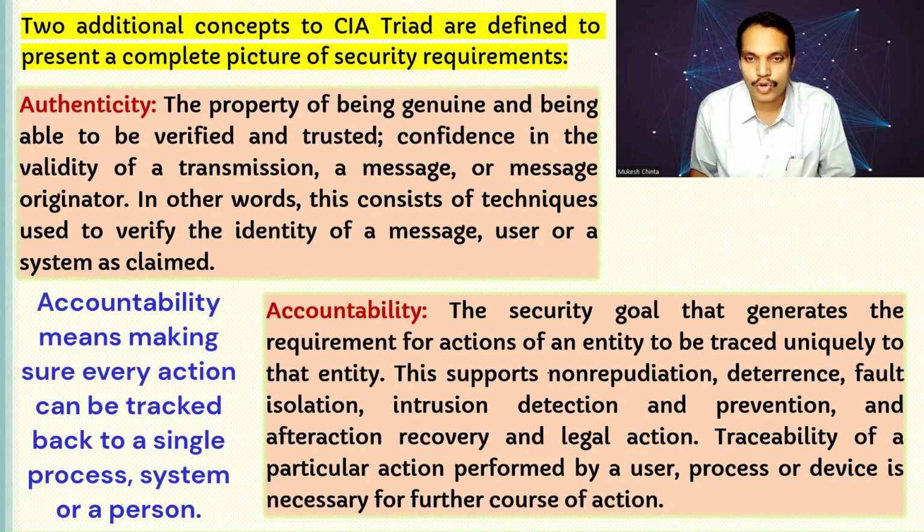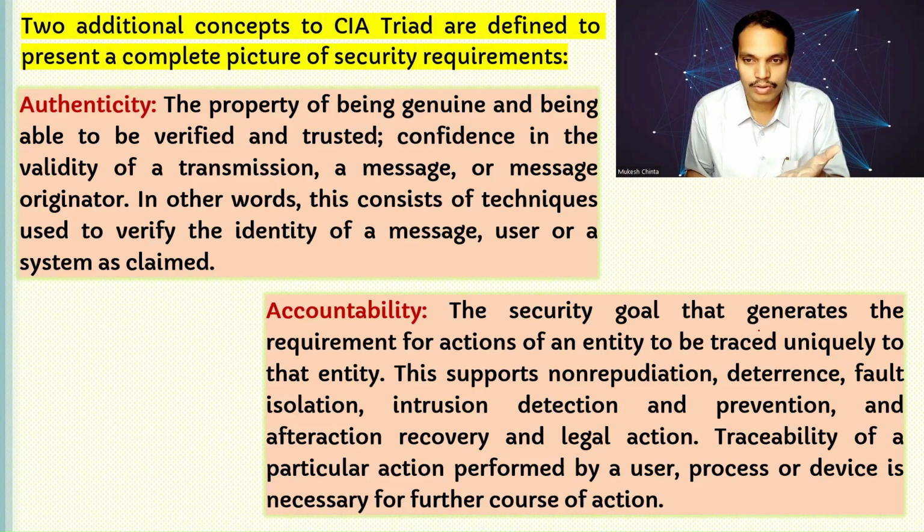This supports non-repudiation. Non-repudiation means if you are denying a sent message or denying a received message, that comes under non-repudiation. Deterrence is just to prevent you from doing some action, making you fear the consequences. In other terms, if you are speeding on the road, you expect a speeding ticket, so automatically you slow down. That is called deterrence. Then there are fault isolation, intrusion detection to verify where something happened, and prevention, and after action recovery and legal action.